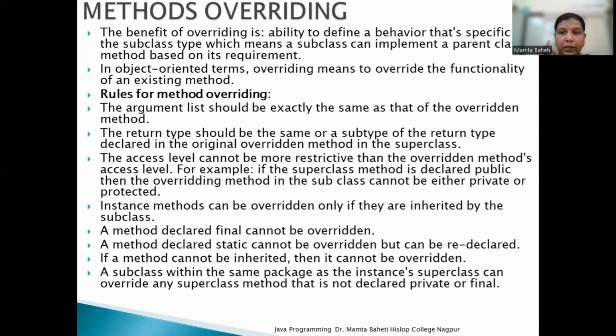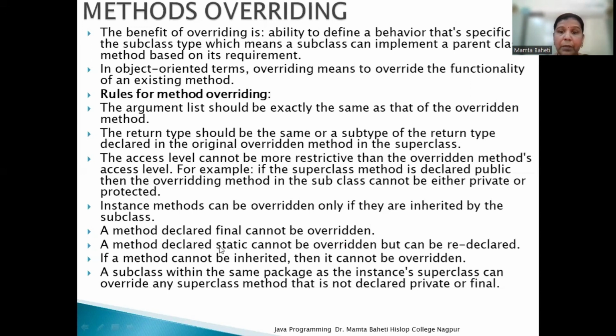So what care should we take while we are doing method overriding? The argument list should be exactly the same as the one you are overriding. Second, the return type of that particular method should be the same as the original method. Then the access level cannot be more restrictive than the overridden method's access level. Then instance methods can be overridden only if they are inherited. And we cannot declare an overriding method using the word final or static.